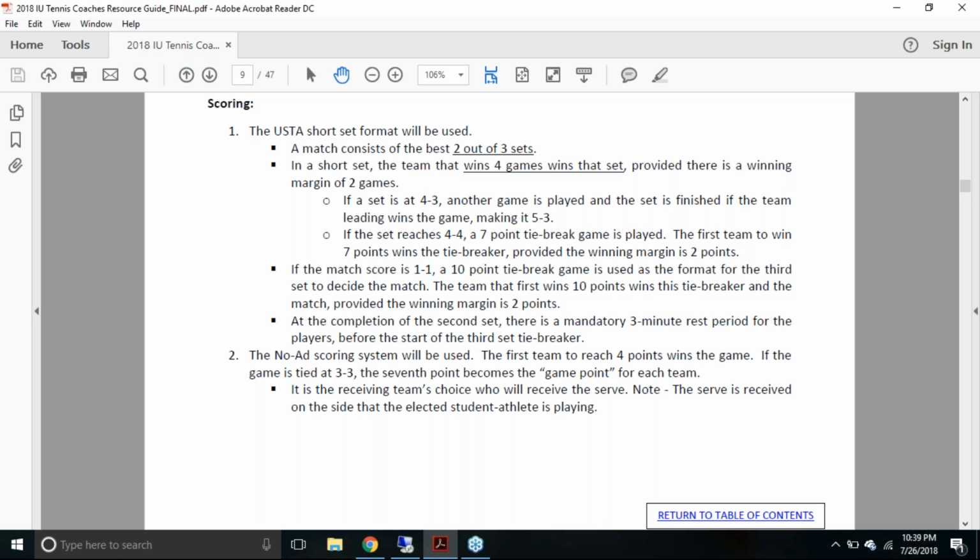The no-ad scoring system will be used. The first team to reach 4 points wins the game. If the game is tied at 3-3, the 7th point becomes the game point for each team. It is the receiving team's choice who will receive the serve. Note that the serve is received on the side that the elected student athlete is playing.